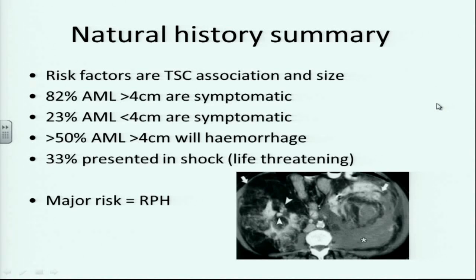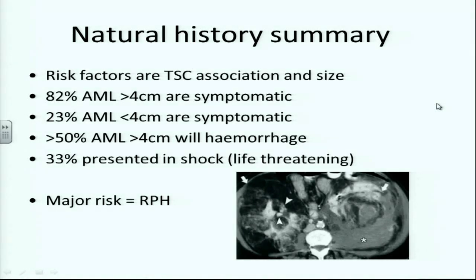So summarising what we know about the natural history of AMLs, the risk factors are an association with tuberous sclerosis complex and size. We know that 82% of AMLs that are more than 4 centimetres are symptomatic. We know that 23% of AMLs that are less than 4 centimetres are symptomatic. And that more than 50% of AMLs that are more than 4 centimetres will bleed. And overall, a third of patients present in extremis in the studies.